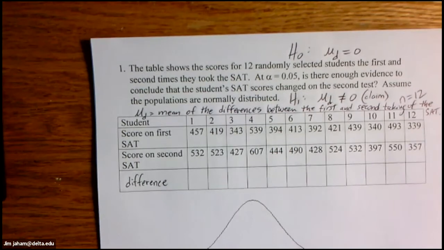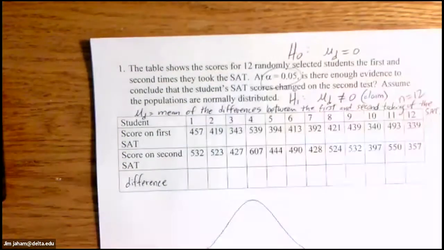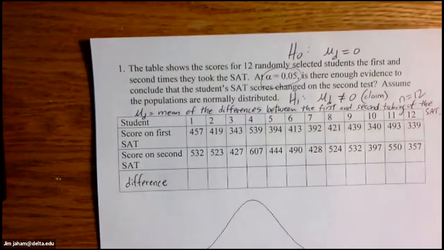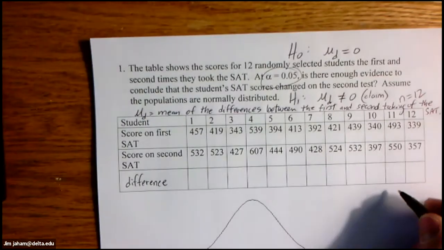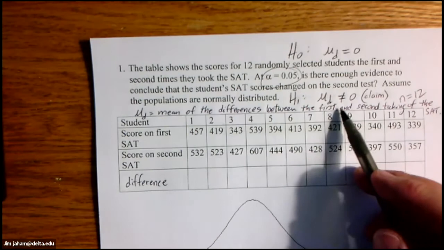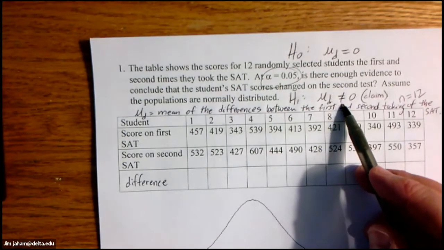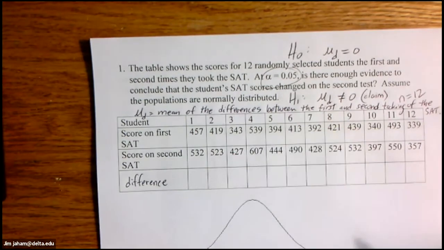All right, so we've got our hypotheses. We have our variable defined. Step 2 is level of significance. There it is. And so on this particular test, it is two-tailed again. And in this case, alpha.